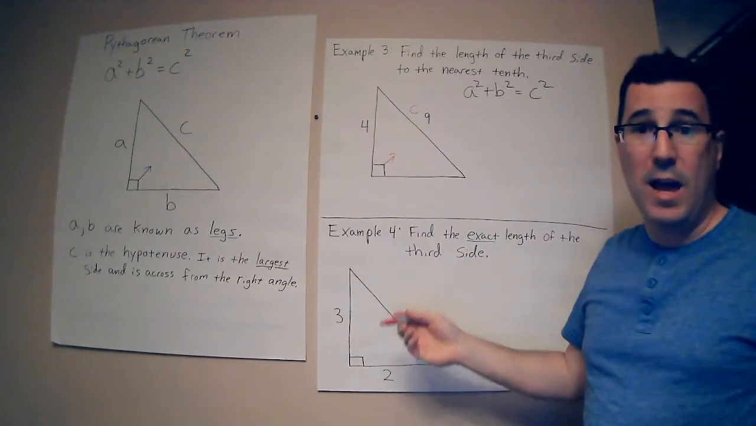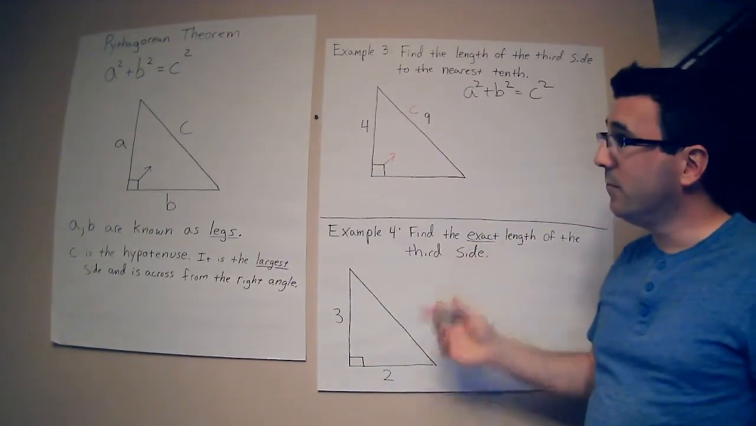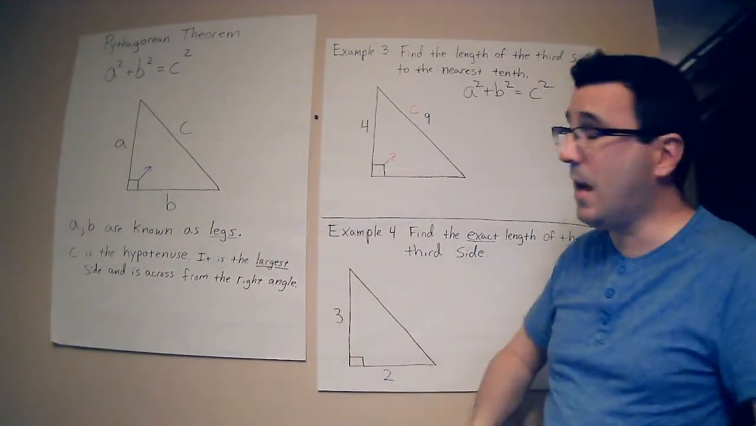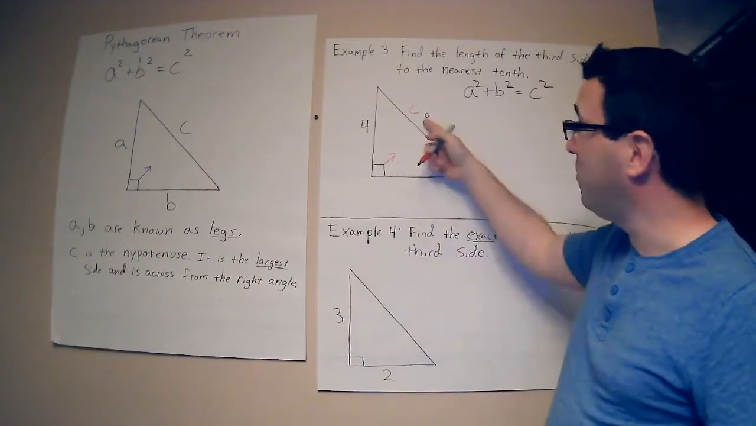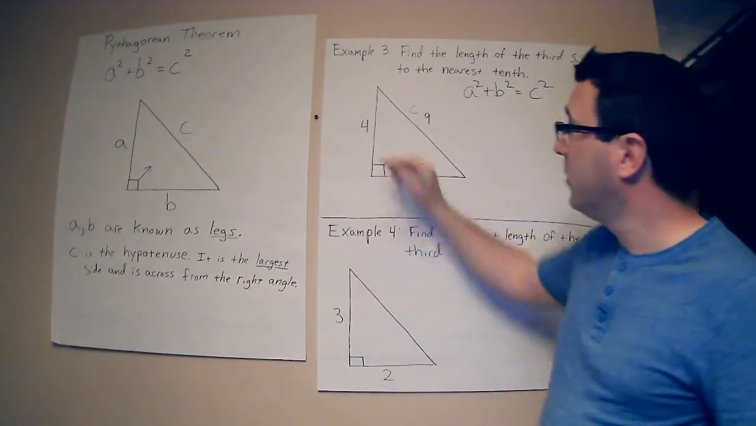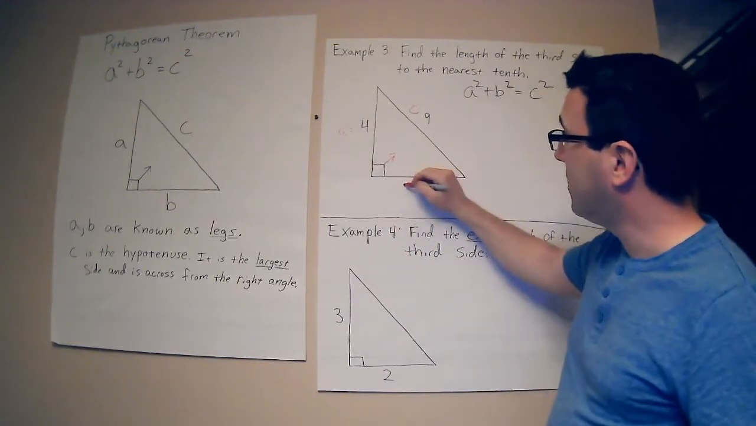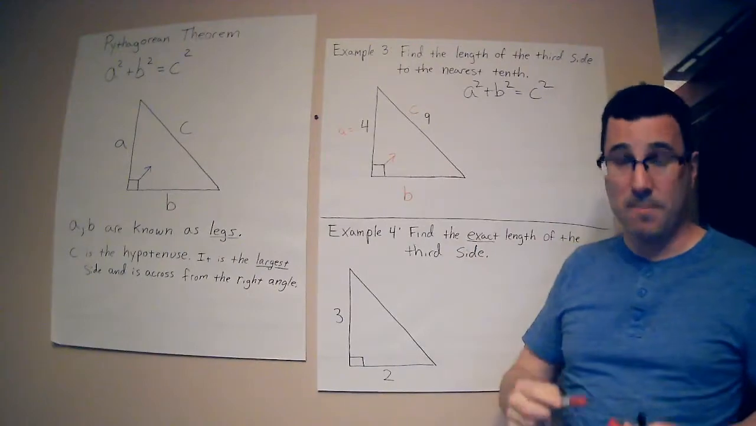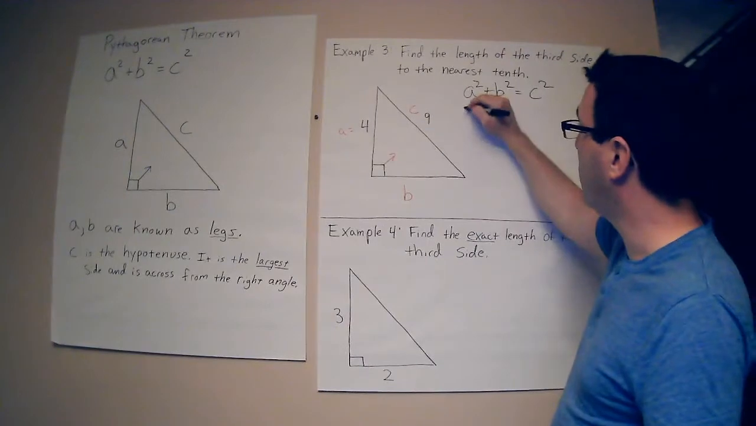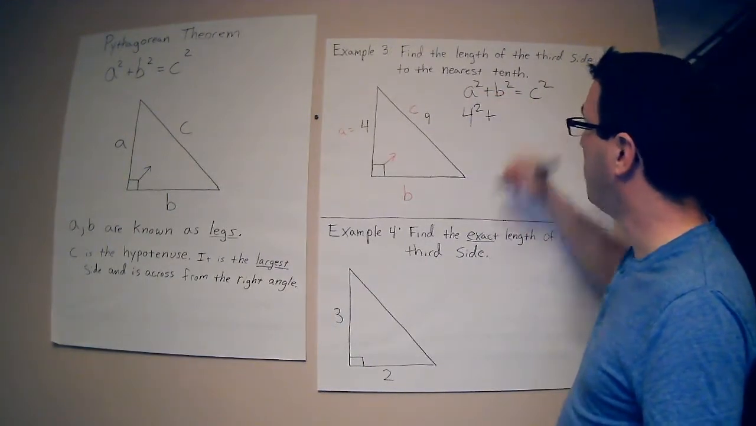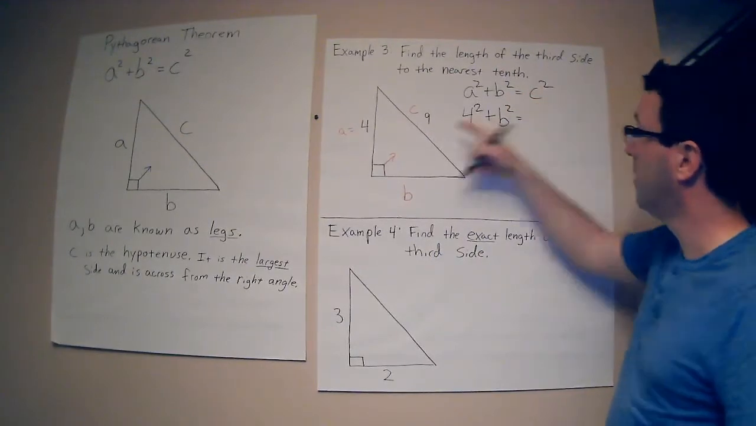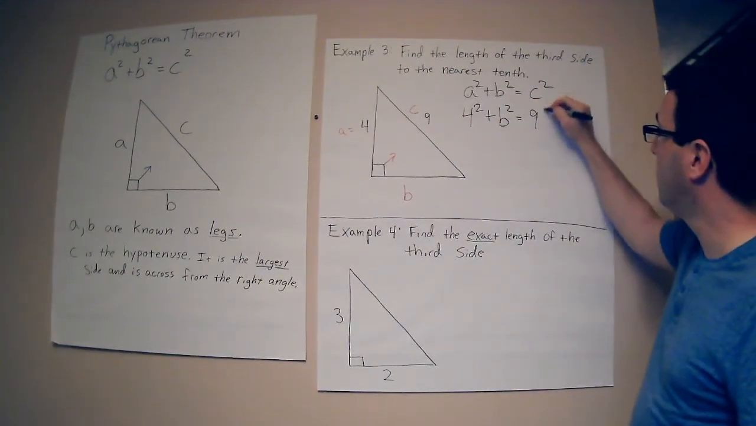Is 4 going to be A or is 4 going to be B? Well, over here I have it as A, so I'm going to stay consistent with that, but it really doesn't matter. Once we have C, the other 2 sides, the letters are interchangeable. So I'm going to say this is A, and the side that we're looking for is B. So let's plug values in. A is 4, so 4 squared plus B squared. C is 9, so 9 squared.